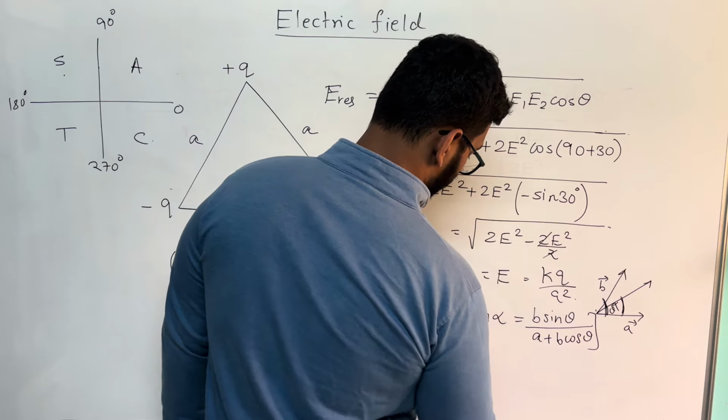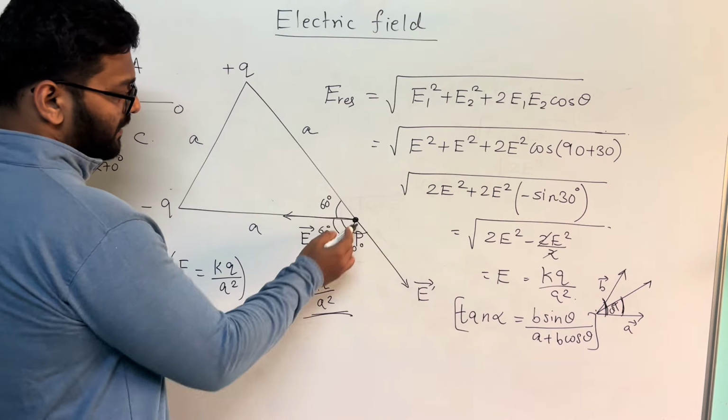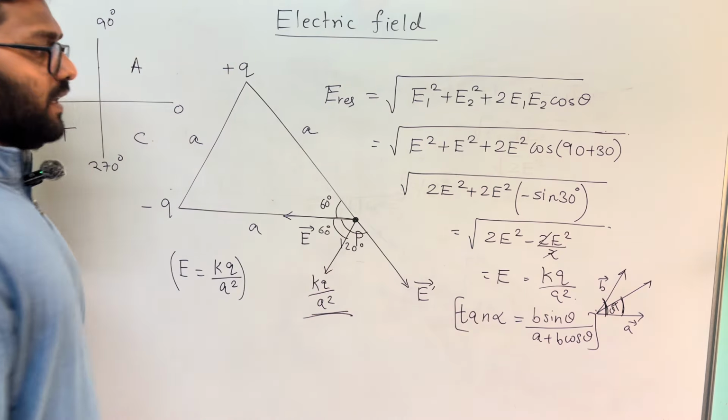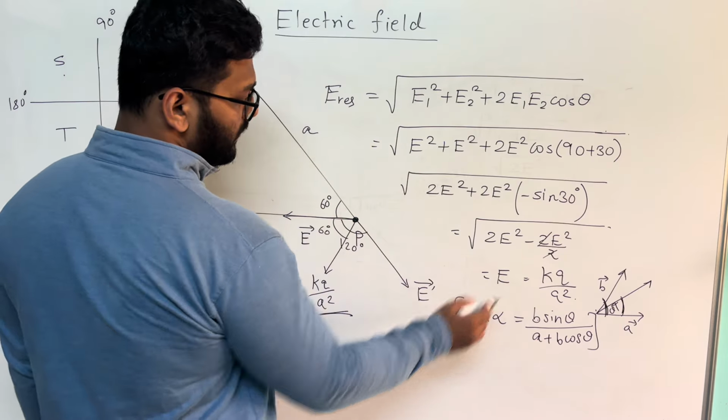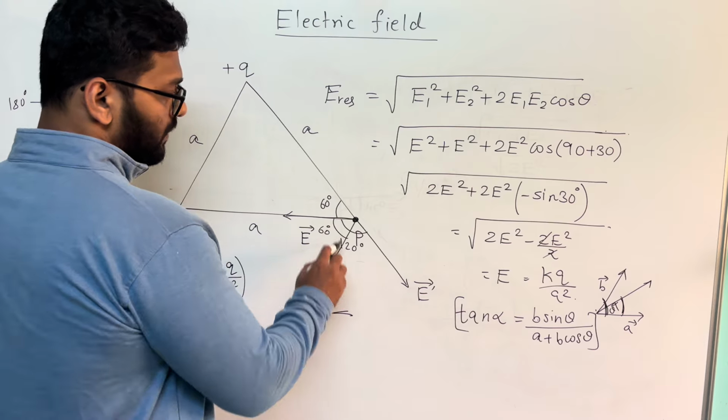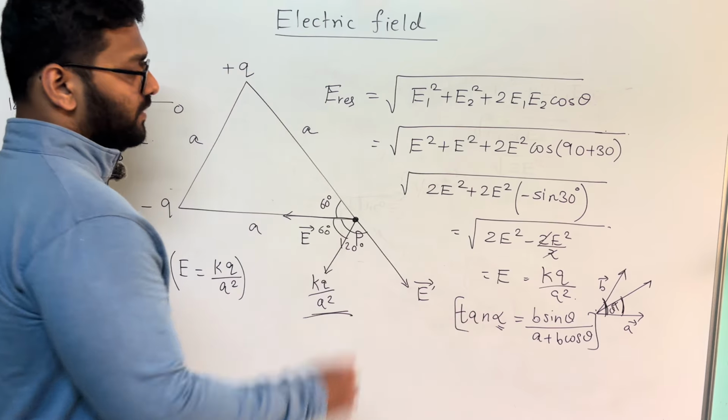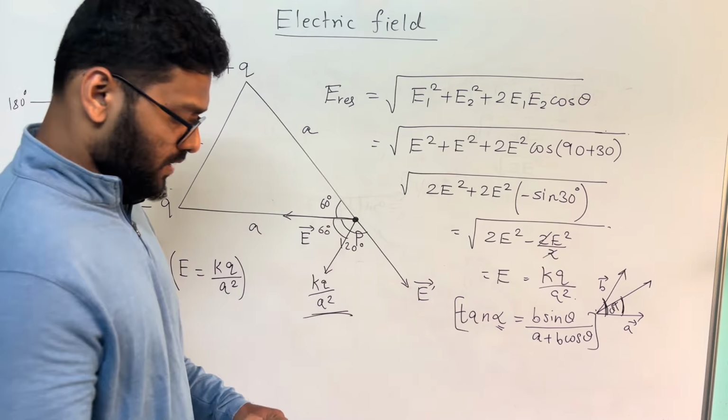Okay, correct. Since both of them are equal, obviously the resultant will be the bisector of that. Now if you put angle theta equal to 120 and B value as E, then you will get the angle alpha to be 60 degrees. Okay, you can try that.